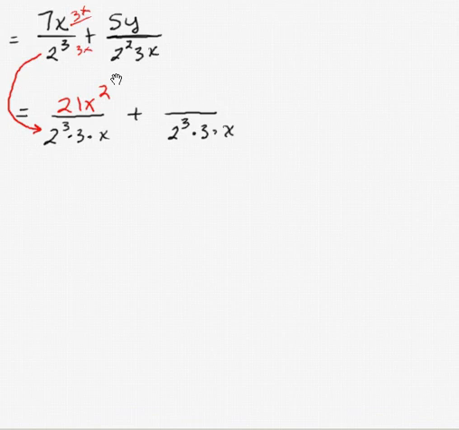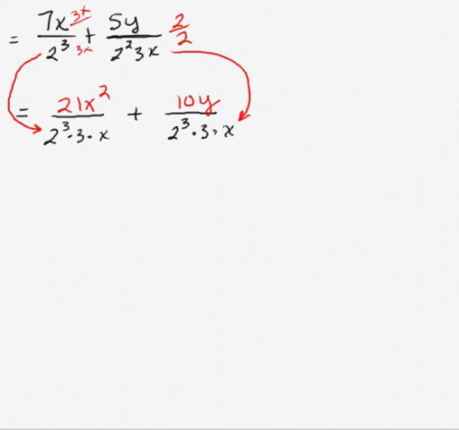Then the second fraction, I've got 2 squared times 3x. I want 2 cubed times 3x. So what's missing in this particular situation is a 2. So we need to multiply numerator and denominator both by 2. Anything divided by itself is 1. Multiplying by 1 does not change its value, but in this case the way it looks. 5y times 2 is 10y.